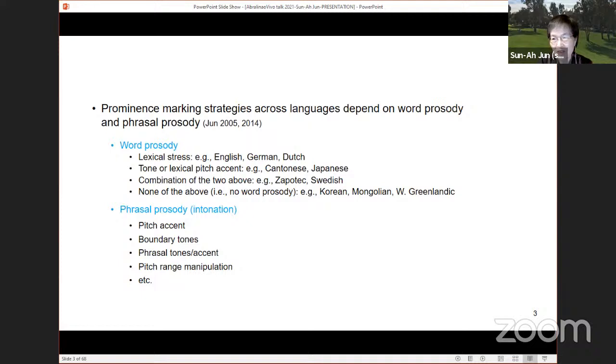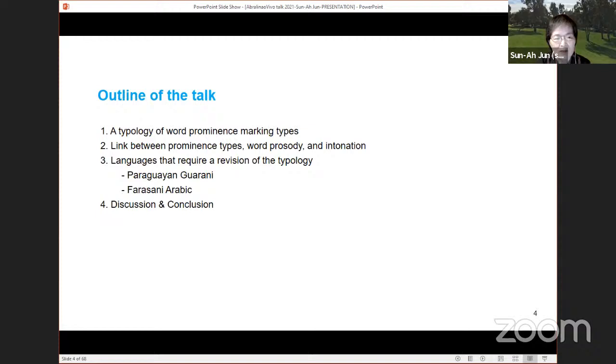So today I will first talk about the typology of word prominence marking types, and then a link between prominence types, word prosody, and intonation. And I will introduce two languages that require a revision of the typology model, and they are Paraguayan Guarani and Farasani Arabic. And I'll end with a discussion.